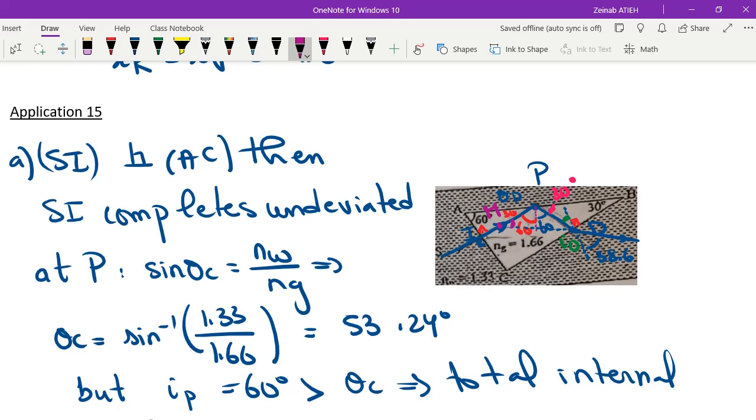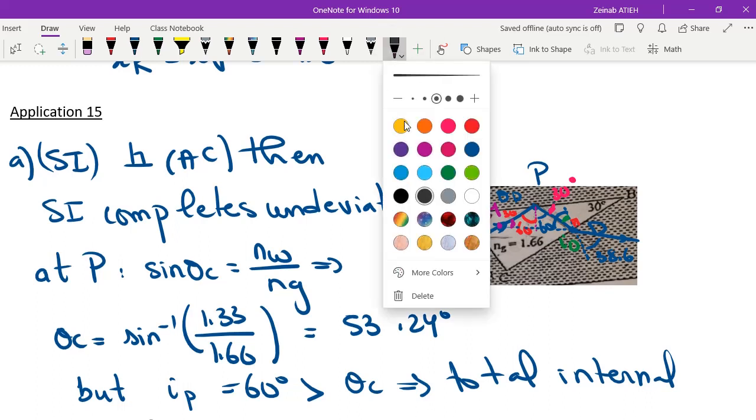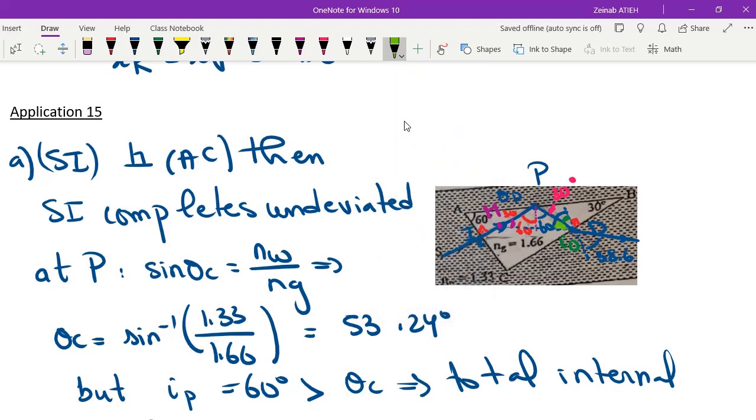The PDM I can find. Why? Because I have the green, which is 30, and the blue, which is 38.6. So I take the blue from the other side, vertically opposite to the blue, so this one here is 38.6. The small one, I have no more colors, I've run out of colors, let me choose this one. This small angle here is equal to 38.6 minus 30.